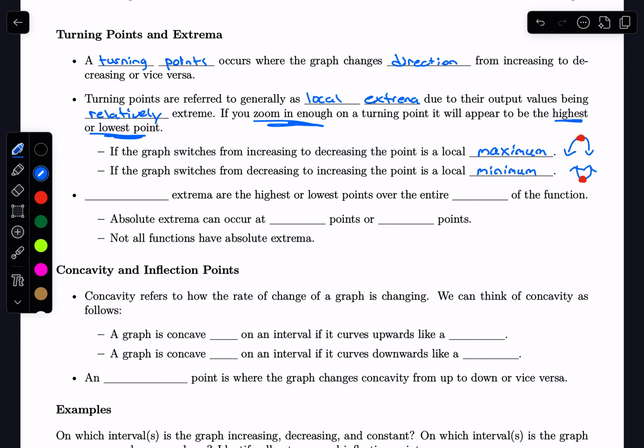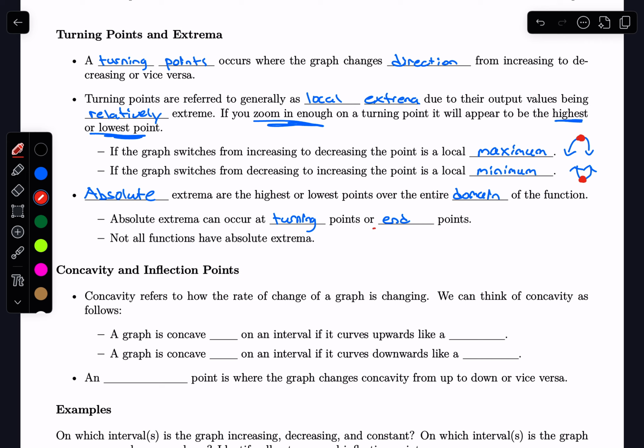The other kind of points we have are called absolute extrema. And these are the highest or lowest points over the entire domain of the function. So absolute extrema can occur at turning points, which we already talked about. So the top of the turning point might be the absolute extrema. It might be the highest point, but they can also occur at endpoints, which would be the far left or the far right side of the graph if there are any endpoints.